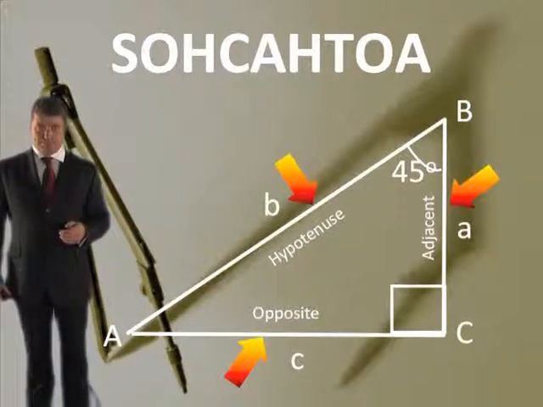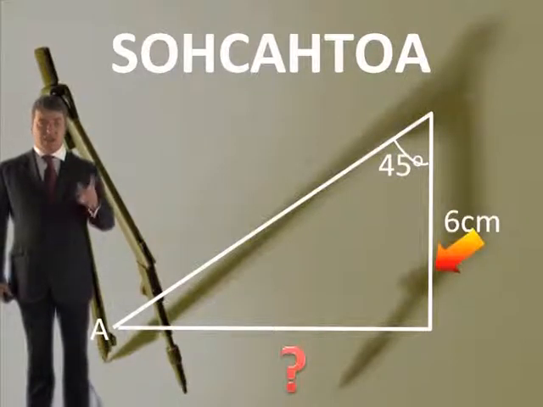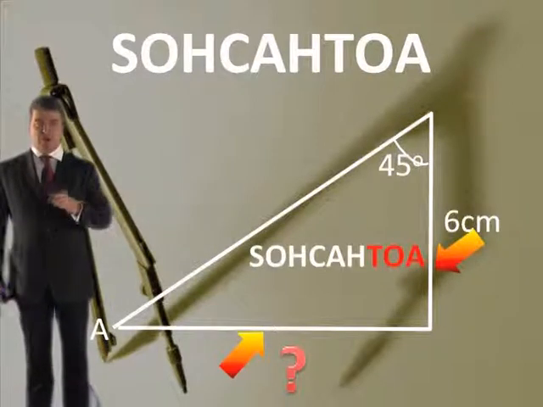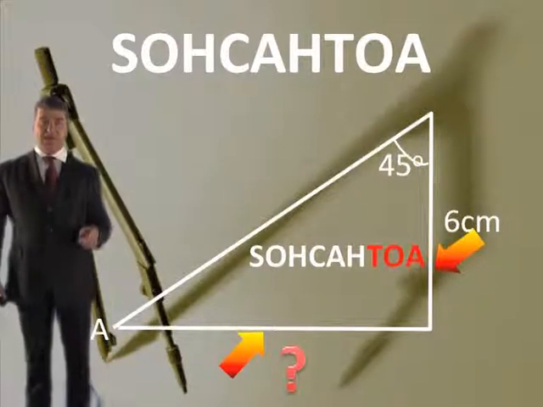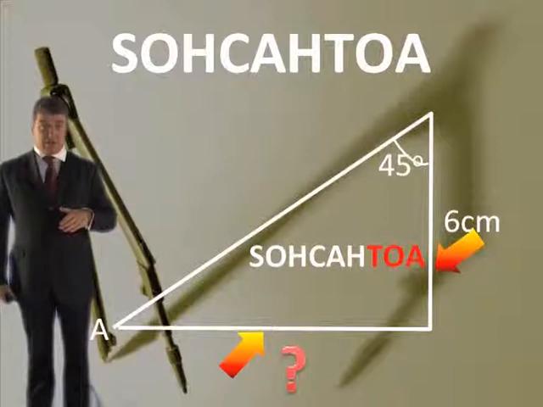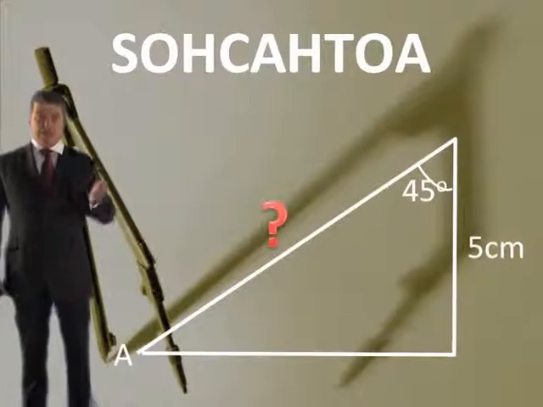Let's do an example. Which function would you apply to this triangle if you wanted to know this length here? Well, as you can see, you know the adjacent length, and you want to identify the length opposite. Which function includes the adjacent and the opposite? Look at your SOHCAHTOA. In this case, it's the tangent. So that's telling you to use the tangent function. We'll actually do some calculations later, but I want you to first grasp which function you use.